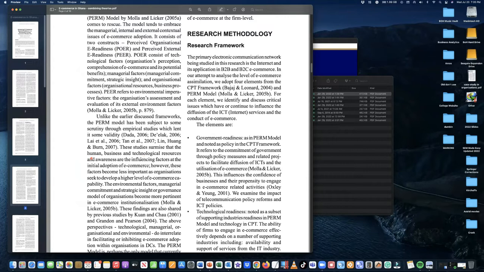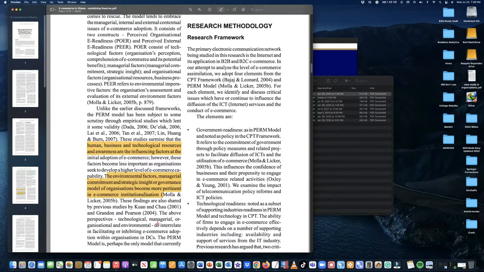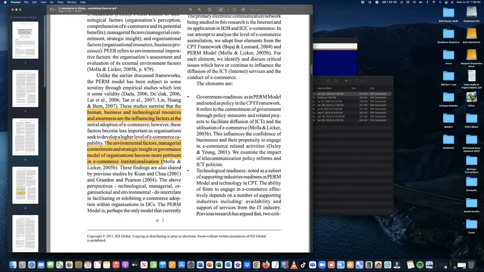Yes, Prof. So these are the factors here. He said that after you gain adoption at the initial stage, you move from the initial stage to much more institutionalization, where you want to be part of the organization. What will help you to be part of the organization is the environment, the policies in the environment, the managerial commitment, your office has to still be committed to it, and the strategic insight or governance model, how you're going to leverage it for business value, becomes more pertinent. So you see how it is. It's telling us the factors should never be seen as a static set of factors. They are also on a continuum.